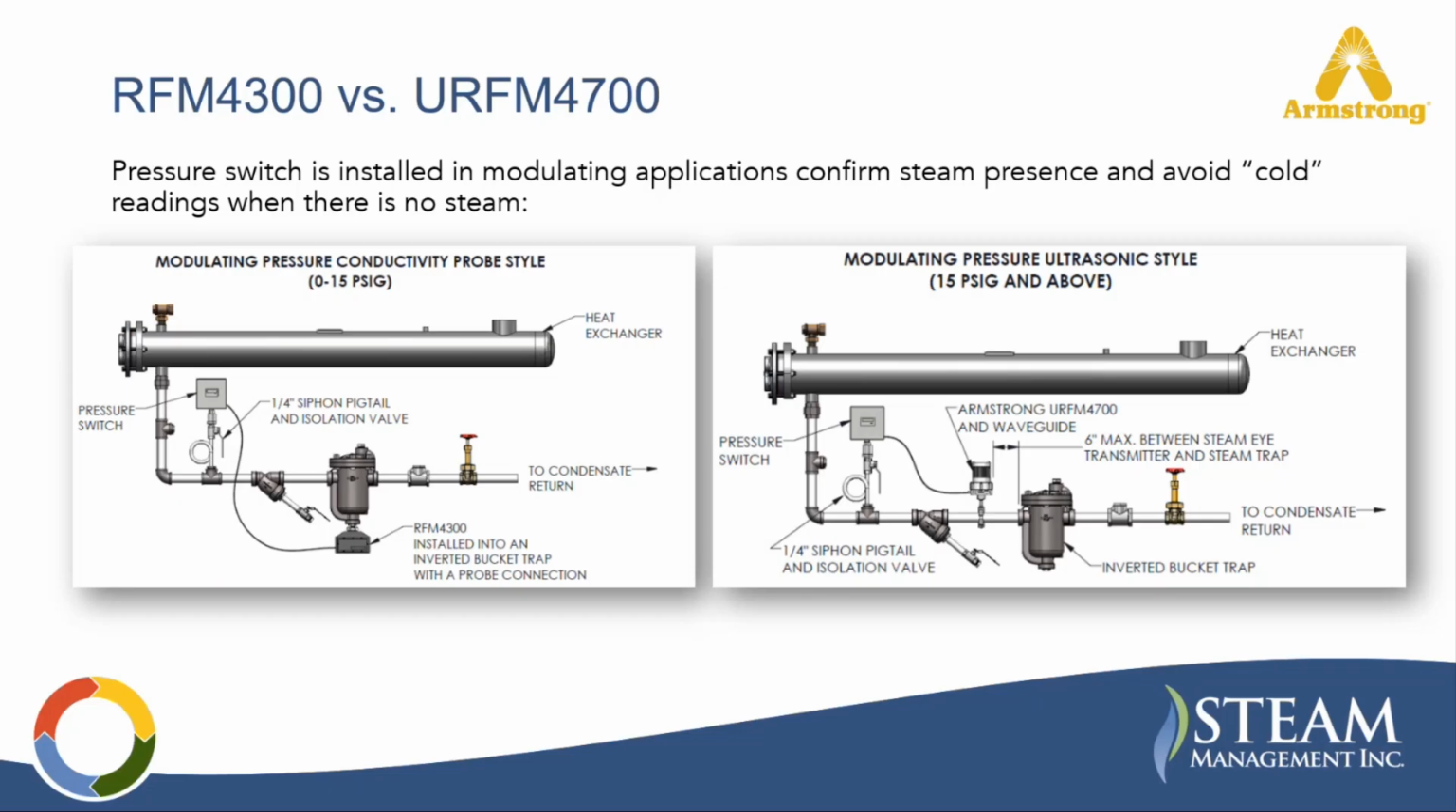The pressure guidelines remain the same. Conductivity-based solutions are generally used on applications below that 15 psi, and ultrasonic and temperature monitoring is for 15 psi and up. The key difference in this installation method is the use of those pressure switches to verify that the steam is actually present and that we're actually identifying failed traps under correct conditions.